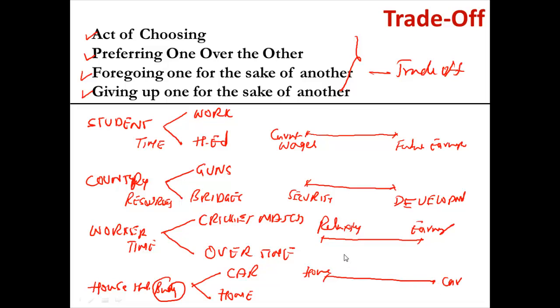This is how everyone at each moment, whether a country or a household or a student or an individual or a firm, all face one or the other kinds of trade-off. And making choices in the trade-off is all about economics.